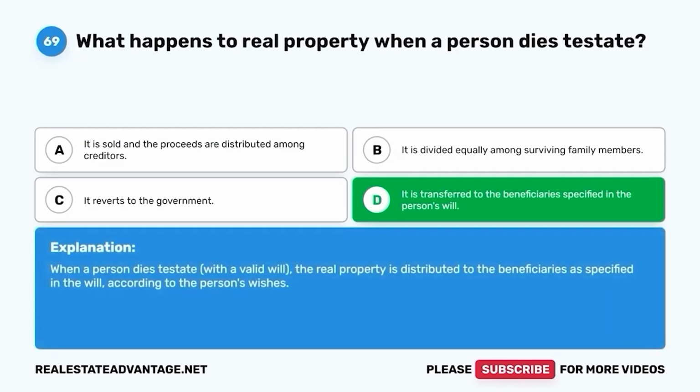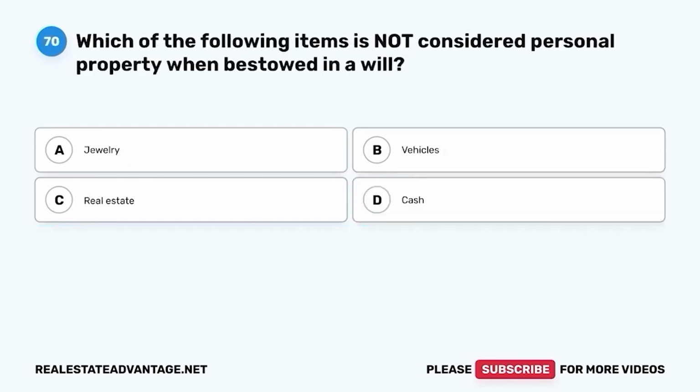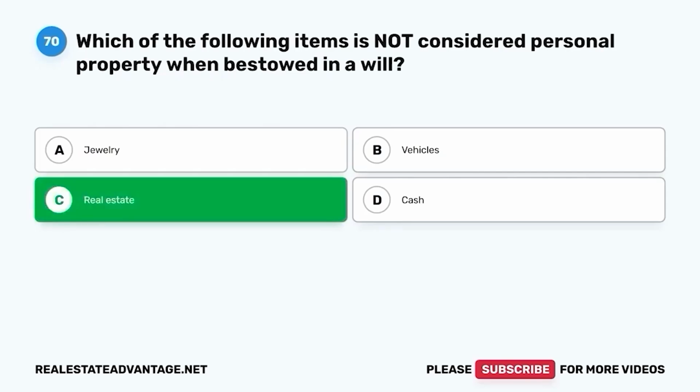When a person dies testate with a valid will, the real property is distributed to the beneficiaries as specified in the will according to the person's wishes. Question 70. Which of the following items is not considered personal property when bestowed in a will? A. Jewelry. B. Vehicles. C. Real estate. D. Cash. The correct answer is C.